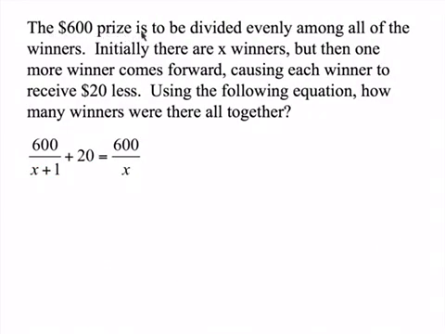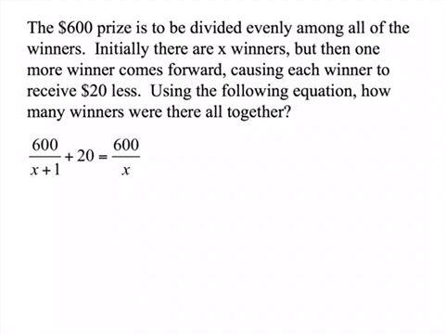The $600 prize is divided evenly among all the winners. Initially, there are x winners. But when one more winner comes forward, causing each winner to receive $20 less, using the following equation, how many winners were there altogether? So let's find x, the number of initial winners.